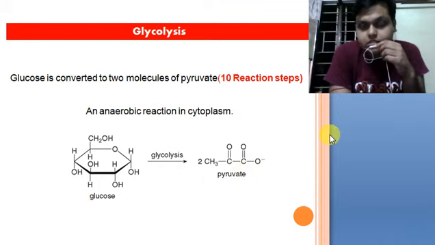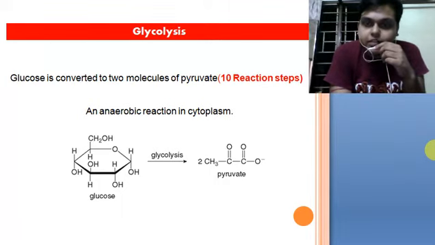Hello students, today our topic is glycolysis. As we all know, glycolysis is a very famous reaction. By this reaction, glucose is converted to pyruvate, and it has 10 reaction steps. And this is the basic reaction that is represented here.